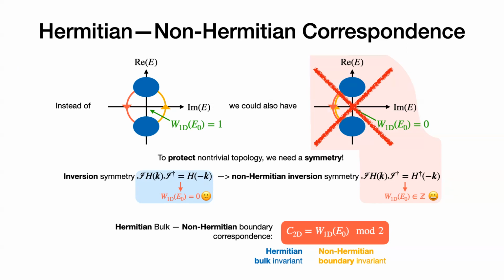But other than that, the correspondence is completely general. So it applies to any Hermitian topological insulator with a Chern number, and to any kind of non-Hermitian phase on the boundary with a winding number. It can't break unless you close the point gap.